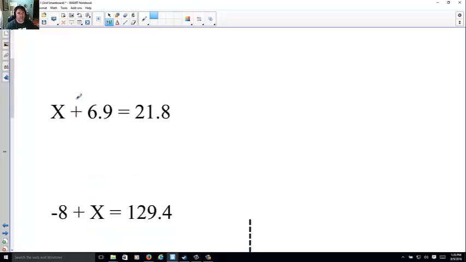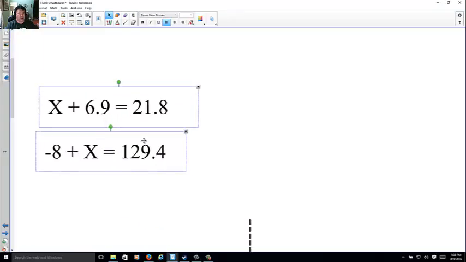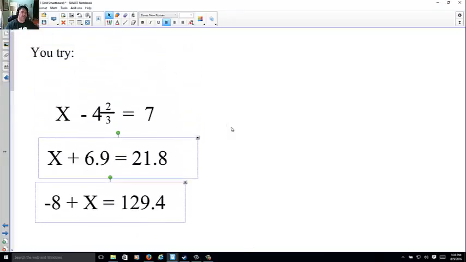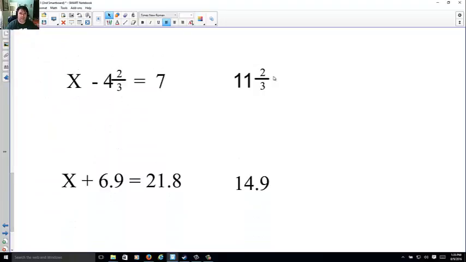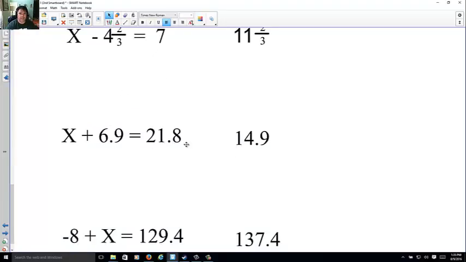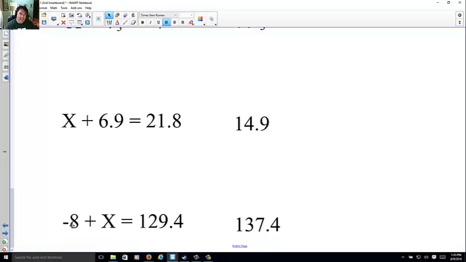Alright, so try these three. Let me move this up a little bit so you can do all of them at once. So try these three. Go ahead and pause. Let's see how you did. The first one I have 11 2/3. Then I have, because I'm minus 6.9, I get 14.9. And I added 8, because remember that it's negative 8, but instead of minus 8, we're going to add 8. So it's going to be 137.4.